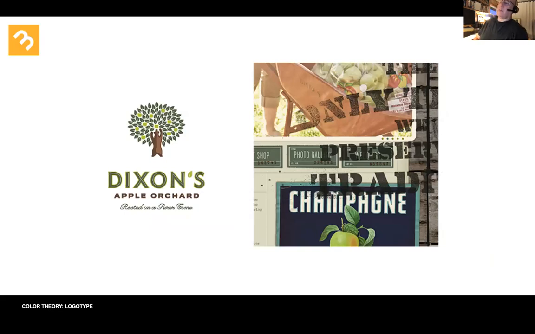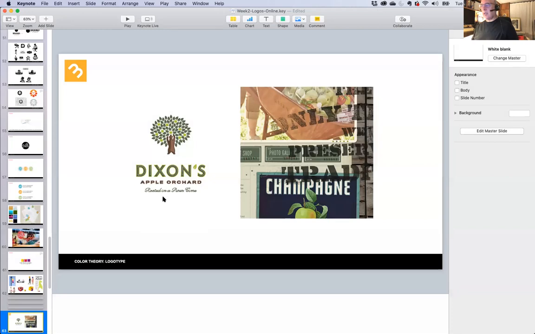Dixon's Apple Orchard. What do you see in the icon here? Bear going for the apple. Yeah, so it looks like that trunk of the tree is actually a bear. The logo type matches this really nicely. They pulled one of the leaves for punctuation. And there's sort of a cohesiveness to the icon logo type.